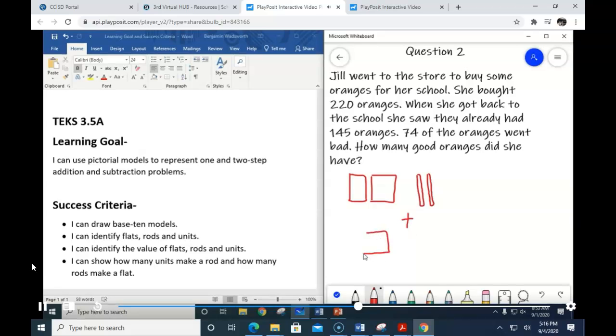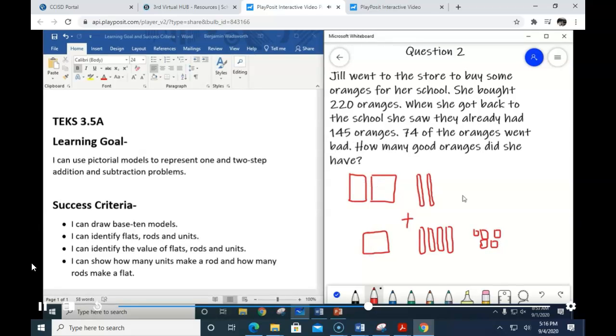1 flat. How many rods? We've got 4. And then we have 5 units. So we've got 5. Oh, see that? I almost messed up. We got 5 little squares to make our units. That one's a little bit bigger, but that's just because he ate more breakfast growing up. Okay, so 145 here, right?